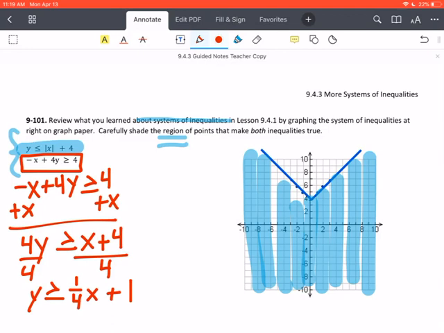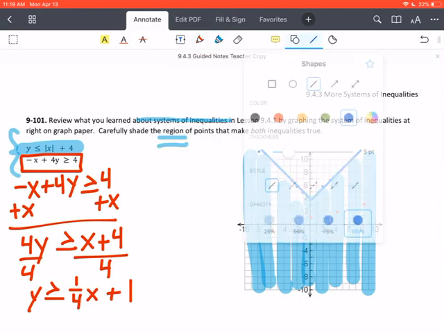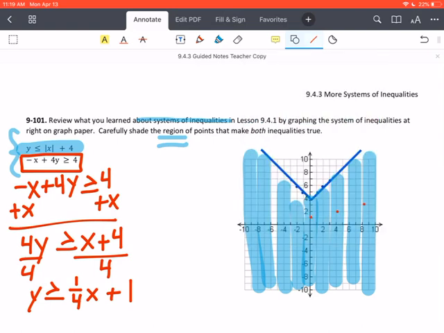So we need to start on the y-intercept at 1, and we need to go up 1 over 4. Sometimes it's hard to count with the shading. And then we see that it's also greater than or equal to, so we are going to use a solid line once again. I'm going to extend it. And there is our second boundary.